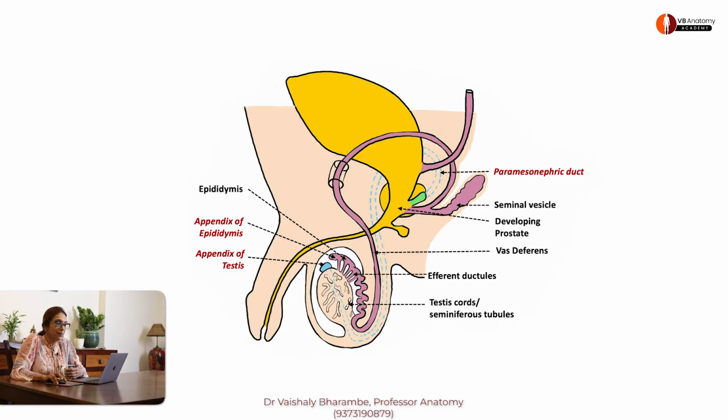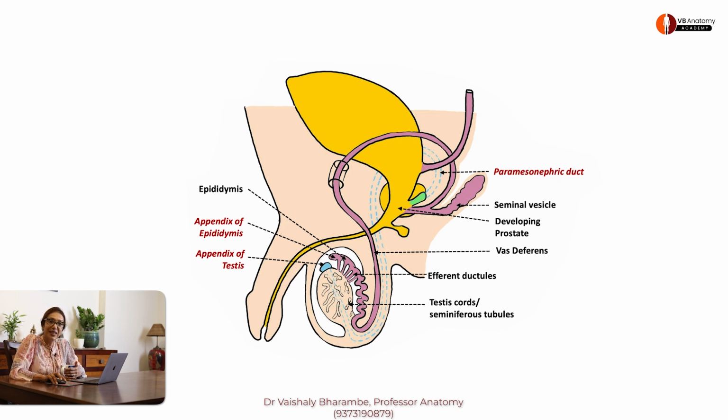Okay, so that's the development of prostate in very short. Remember, prostate has a prostatic utricle, a tiny little structure which is also called the male vagina, which is a remnant of the paramesonephric ducts in male. So that's the male reproductive system, okay, which we have developed today.